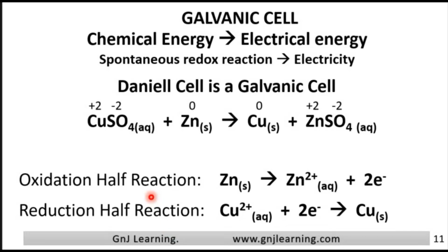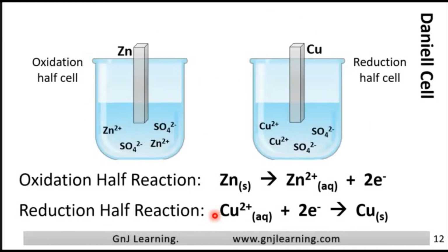In the oxidation half reaction we have two species. They are the redox couples, and in the reduction half reaction also we have two species. They are the redox couple of copper, Cu2+ and Cu. Now can you assume how he succeeded in generating electricity from these two half reactions? Yes, let's see in the next slide how he succeeded.